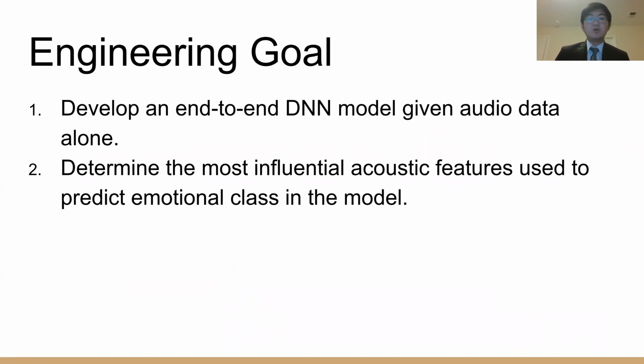So my two engineering goals for this project were: one, to develop an end-to-end deep neural network model given audio data alone that can accurately predict the 6 different emotions from this speech. Next is to determine the most influential acoustic features used to actually predict the emotional class in the model. And this is in order to address the problem in the beginning, that the most effective speech emotion recognition features aren't really well defined.